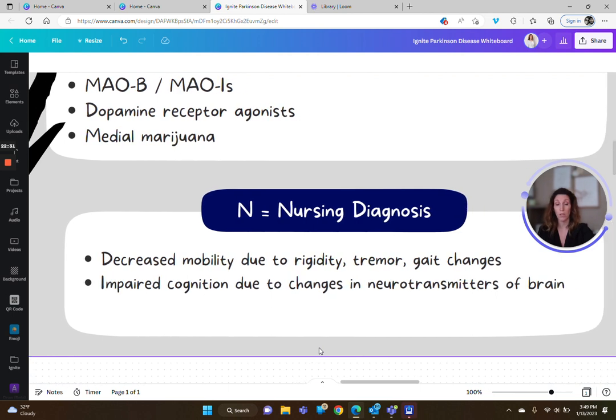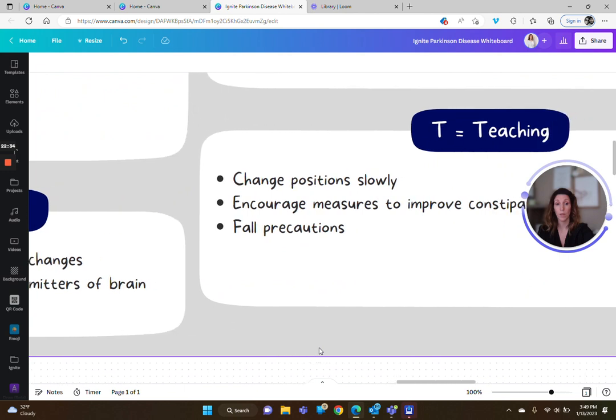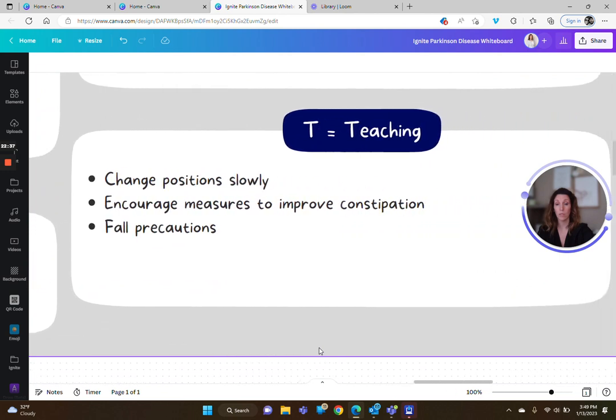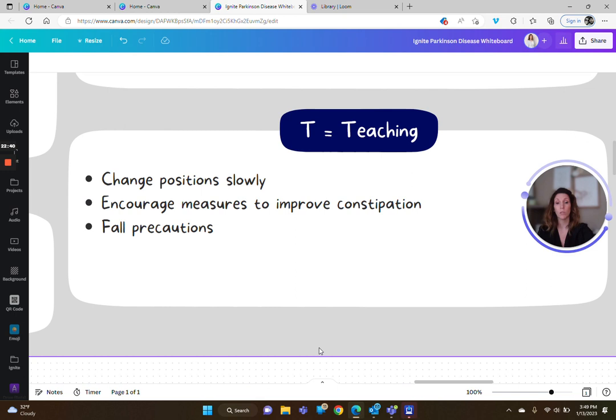All right, what are we going to teach these patients? Oh, we said we were going to teach them to change positions slowly because we don't want them to have an injury. So if we can really make sure that they're changing positions slowly and letting their body kind of adjust before they go hopping up and taking off somewhere, that's really going to help to prevent falls. And then encourage measures to improve constipation. There's all kinds of things we can do for constipation. Exercise is one. And then there's a whole regimen of like stool training, stool softeners, things like that can kind of help with constipation. So getting that taken care of.